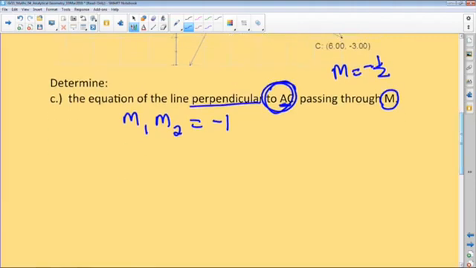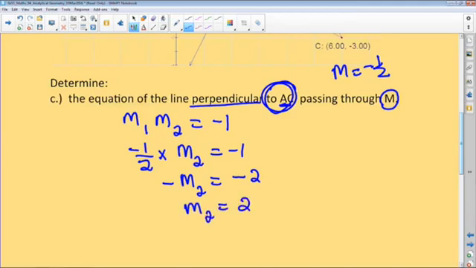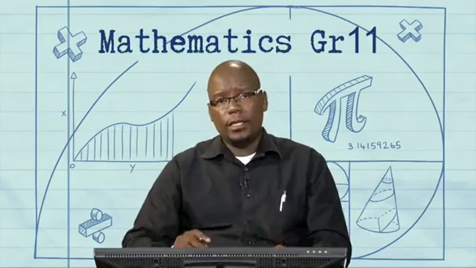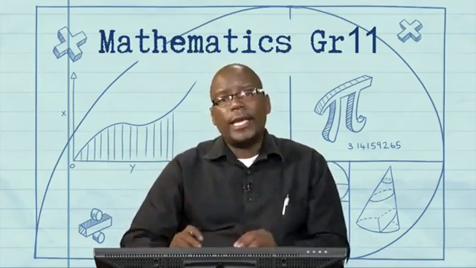Okay, let's substitute. This is minus half times m2, it's minus 1, all right? Now, I'm dividing by 2. I can get rid of that 2 by multiplying throughout by that 2. So I've got minus m2 equals minus 2. I've multiplied by 2 throughout, but I want to get m on its own. So I'm still going to divide by a negative 1, or rather multiply by negative 1. So m2 is 2.